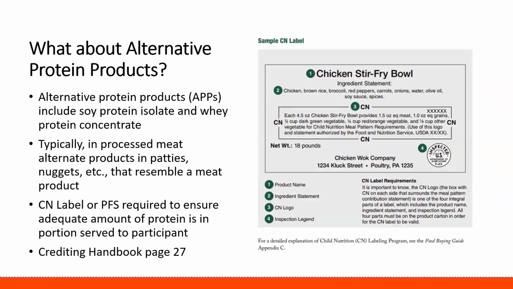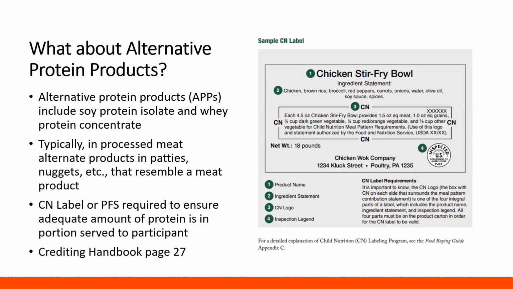Okay, now how about alternate protein products? These include foods with soy protein isolate or whey protein concentrate. Typically, they're found in processed meat alternate products like patties or nuggets that resemble, say, a chicken nugget, but it's a soy chicken nugget. You will also be required to produce a CN label or product formulation statement.